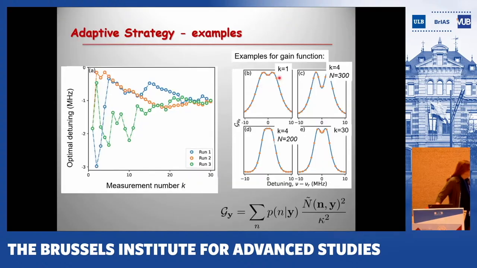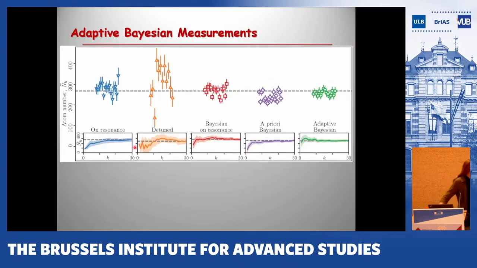So this is what we do, and we always take 30 measurement shots. Here are 3 repeats of these 30 shots. Each color is for one measurement sequence, and you can see how the frequency varies as we repeat our measurements and always adapt the knowledge that we have. And these are examples for the gain function, for example, after the first shot or after 4 shots and so on. Then we can compare all the techniques.